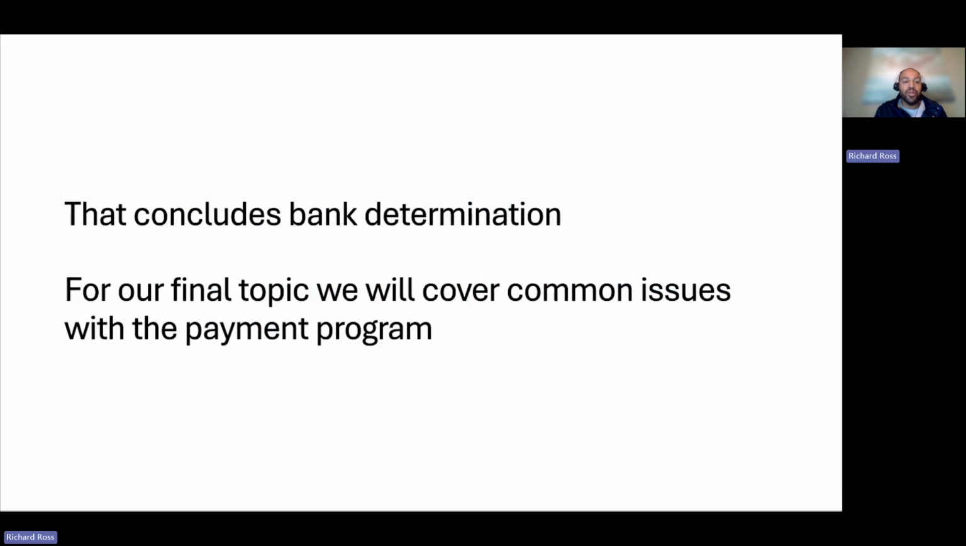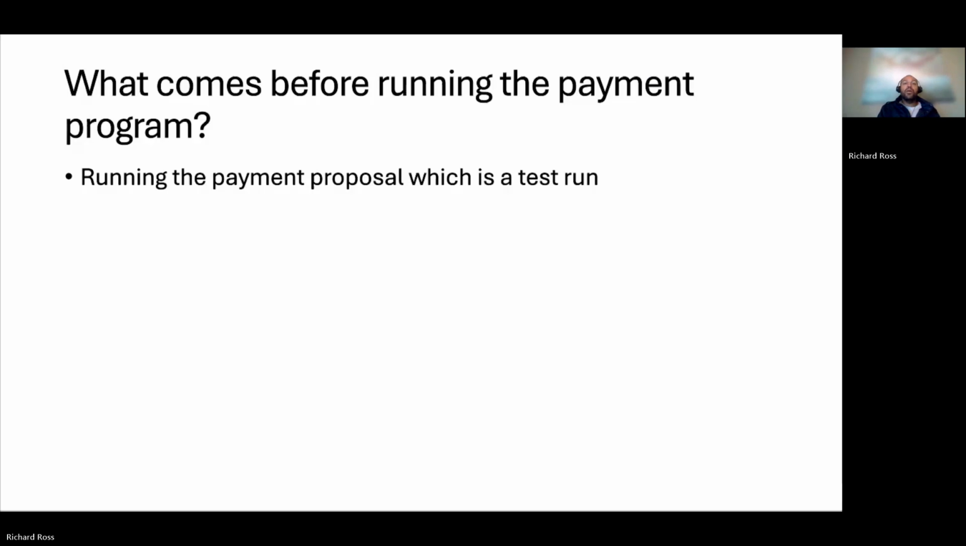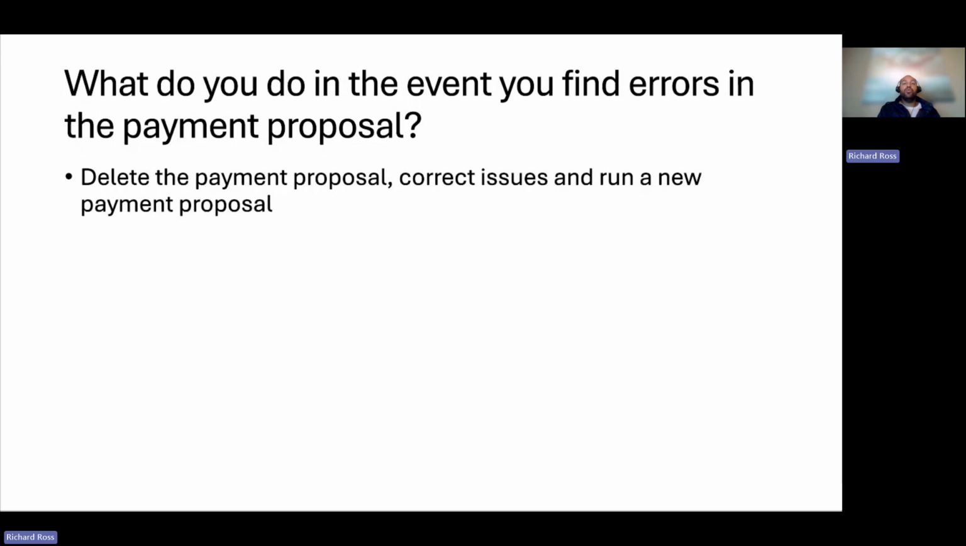That concludes bank determination. For our final topic, we will cover common issues with the payment program. Focus. Common issues with the payment program. What comes before running the payment program? Running the payment proposal, which is a test run. What do you do in the event you find errors in the payment proposal? Delete the payment proposal, correct issues, and run a new payment proposal.